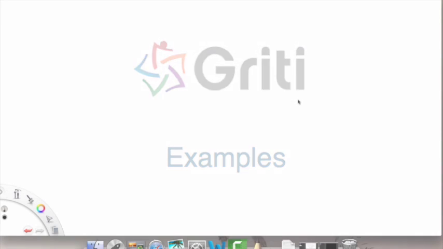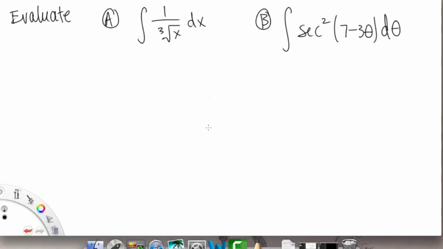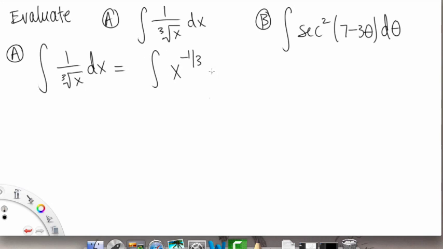Alright, so here we kind of see a two-part problem, so we're going to evaluate both of these integrals. So let's start with part A. We have the integral of 1 over cube root of x dx. What I'm going to do is rewrite this as x to the negative 1 over 3 power. That way we can use the power rule for integrals, right? So this is our n.